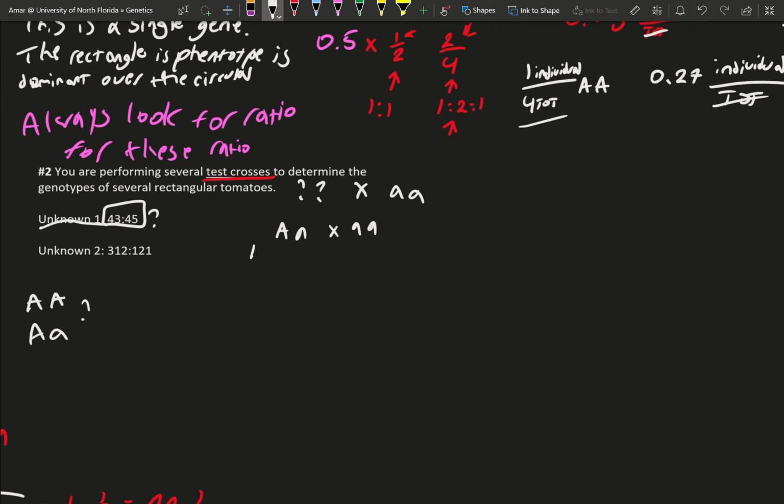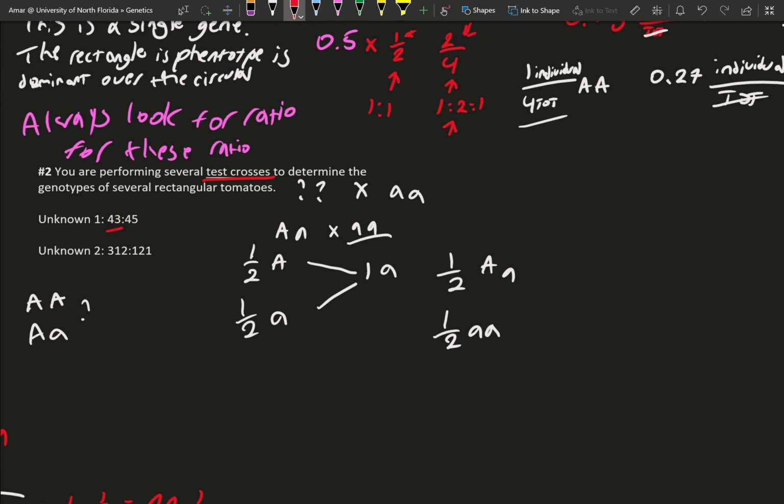So you would have a half chance to get big A and a half chance to get little a. And we're going to cross this with a 100% chance of getting little a. So then you would have a 1/2 chance to get big A, and a 1/2 chance to get little a. So basically a 1-to-1 ratio. So our unknown one was a 1-to-1 ratio, so our unknown one had to be big A, little a.